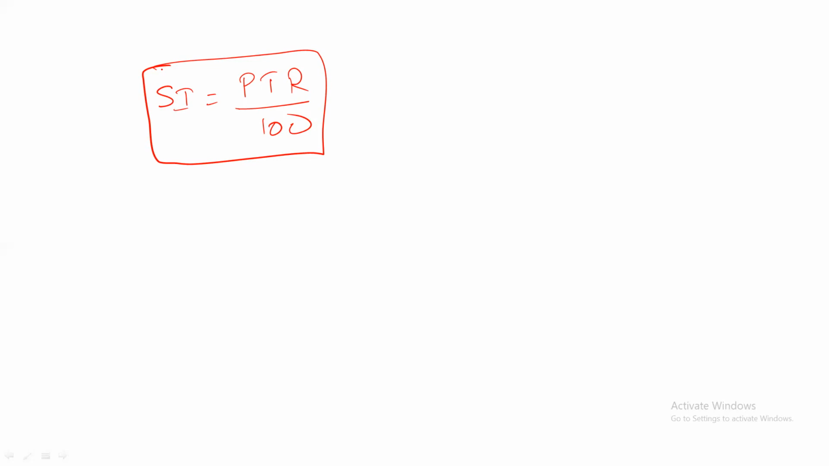And even without using the formula, we can solve questions from simple interest. Here, simple interest is equal to PTR by 100. Already we discussed, P is the principal amount, T is the time period, R is the rate of interest. Rate of interest is always calculated per annum. I hope you are all clear with this formula.